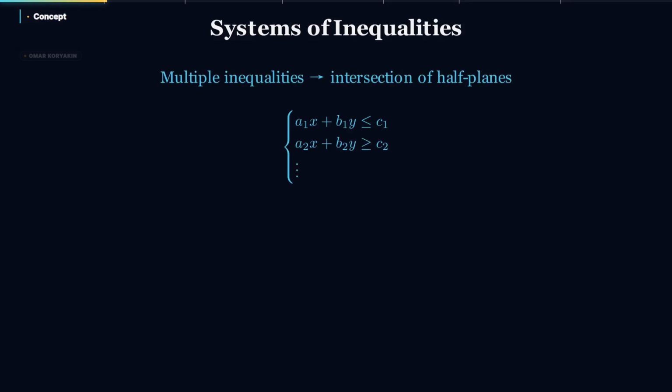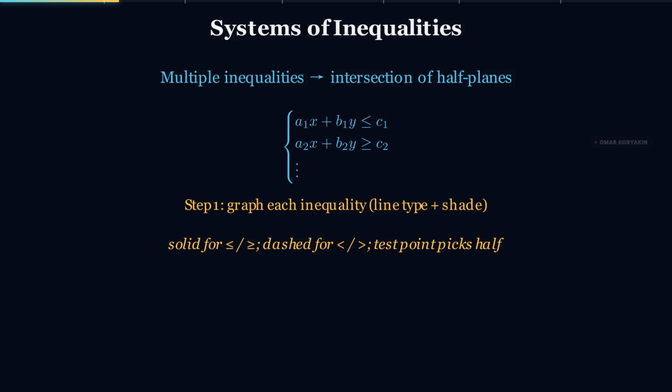A system of linear inequalities is 2 or more inequalities that must hold simultaneously. Each inequality describes a half-plane on the coordinate plane, and the solution to the system is the intersection of all these half-planes, the region where every inequality is satisfied at the same time. Here is the graphing procedure. Step 1 is graph each inequality individually using the half-plane method from Section 4, Lesson 8. For each inequality, draw the boundary line as solid or dashed depending on the strictness, then shade the half-plane that satisfies the inequality using the test point method.